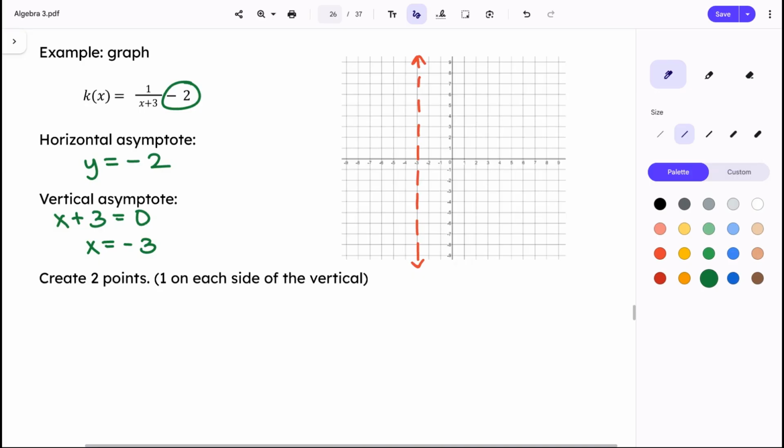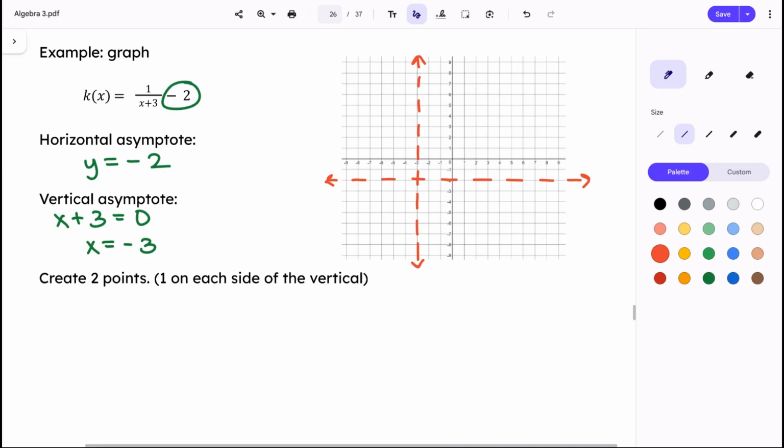So then I'm going to come over here, I'm going to go to -2 on my y, and I'm going to write that on my graph with the dashed line. So remember, the vertical, the one that goes up and down, our graph should not cross that line. It may cross the horizontal, potentially. So now what we're going to do is try to find a couple points that we could use to graph.